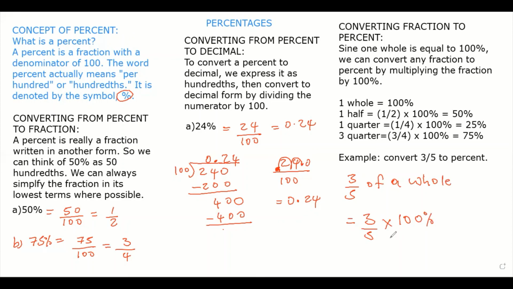And what's 3 over 5 times 100%? You can see that how many groups of 5 we can get out of 5? That would be 1. How many groups of 5 can we get out of 100? That would be 20. So what is 3 times 20? That would give us 60%. So therefore, when we convert 3/5 of a whole to a percent, that would be equivalent to 60%. Right? So that is how you convert from fraction to percent.